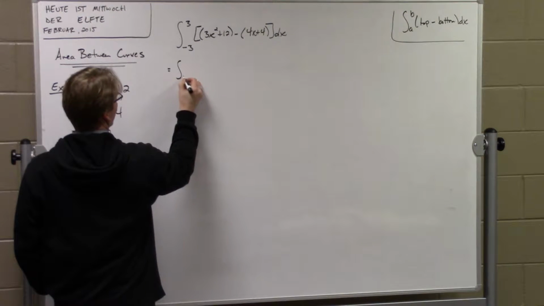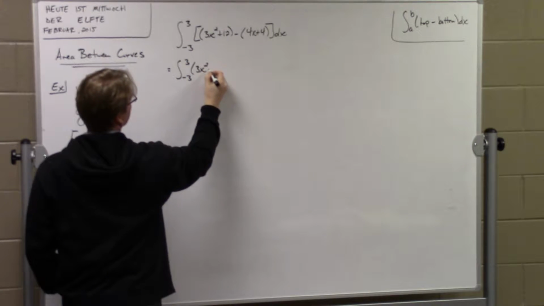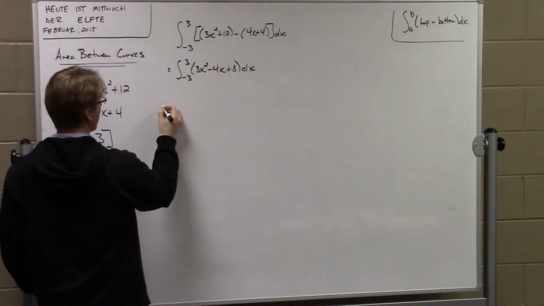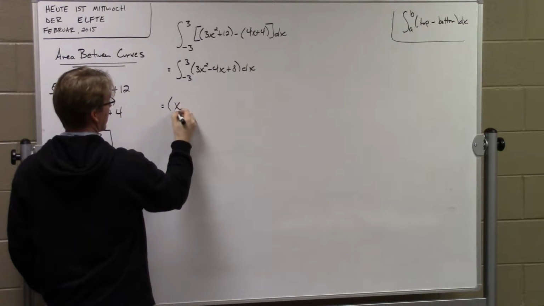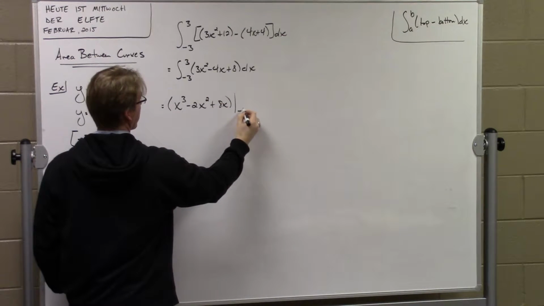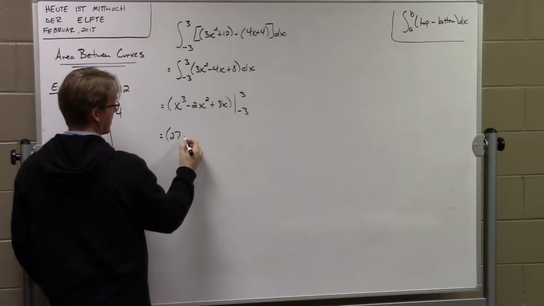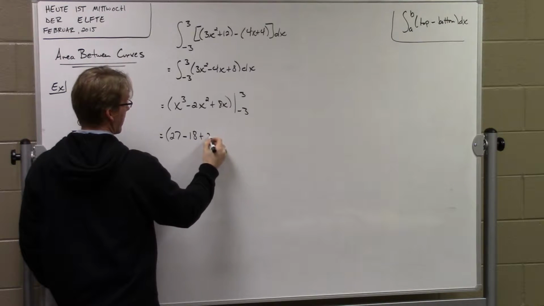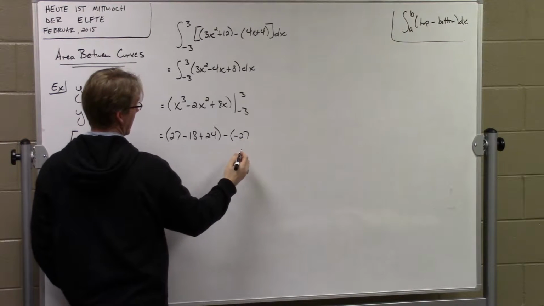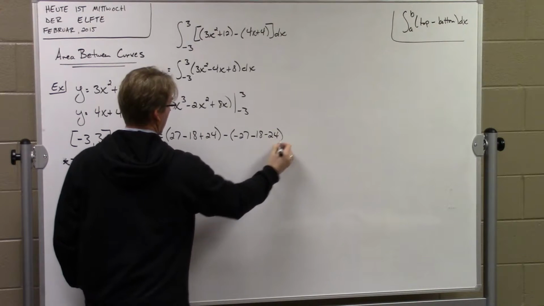I would clean it up a hair before taking the antiderivative: 3x squared minus 4x plus 8 dx. All right, antiderivative: x cubed minus 2x squared plus 8x on the interval from negative 3 to 3. Stick in positive 3, we get 27 minus 18 plus 24. Stick in negative 3, we get negative 27, negative 18, and negative 24.